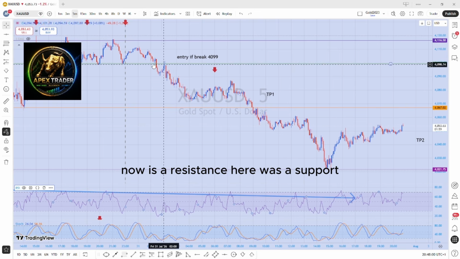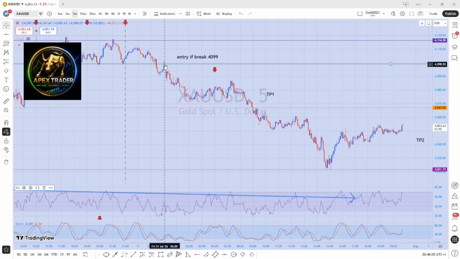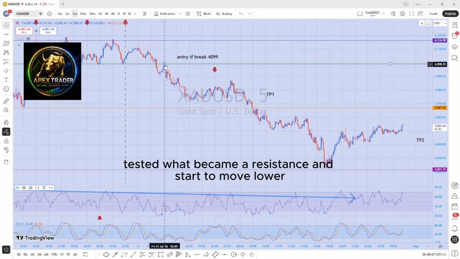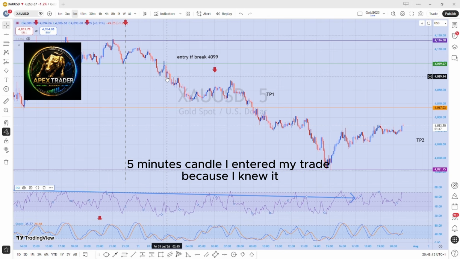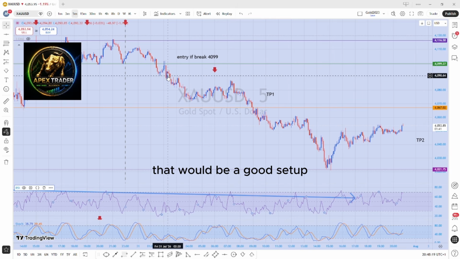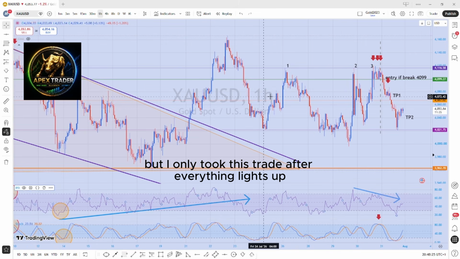Now it is a resistance. Here was a support. So now the price moved up, tested what became a resistance and started to move lower. Once I saw this big bearish candle, 5 minutes candle, I entered my trade because I knew that would be a good setup. But I only took this trade after everything lit up.